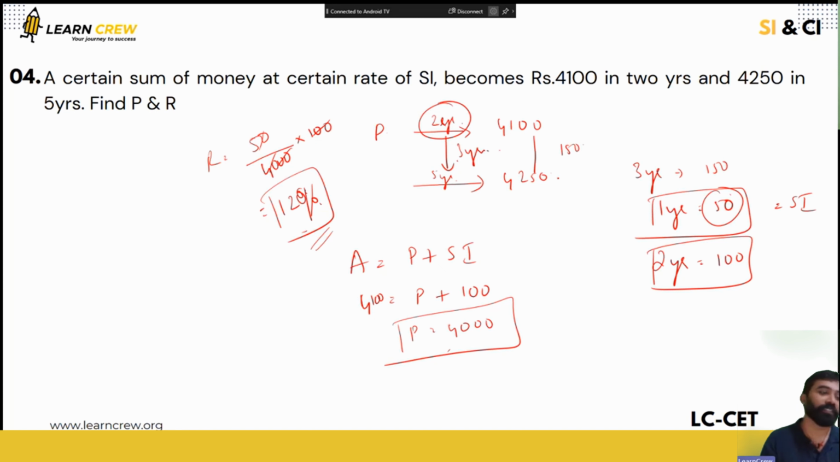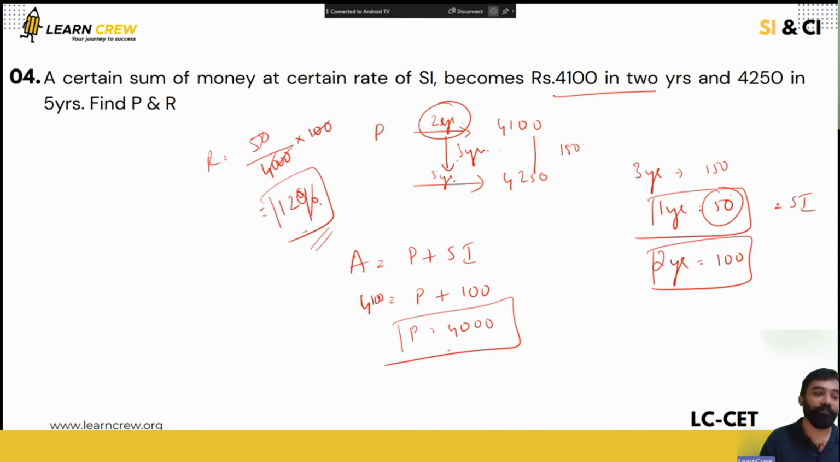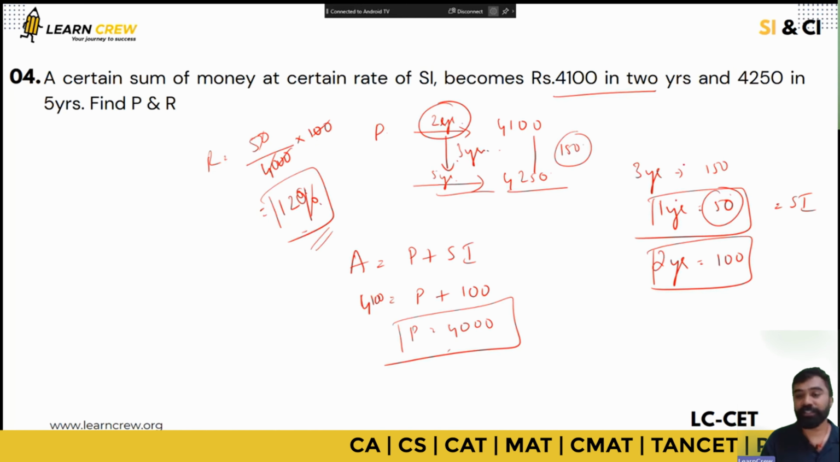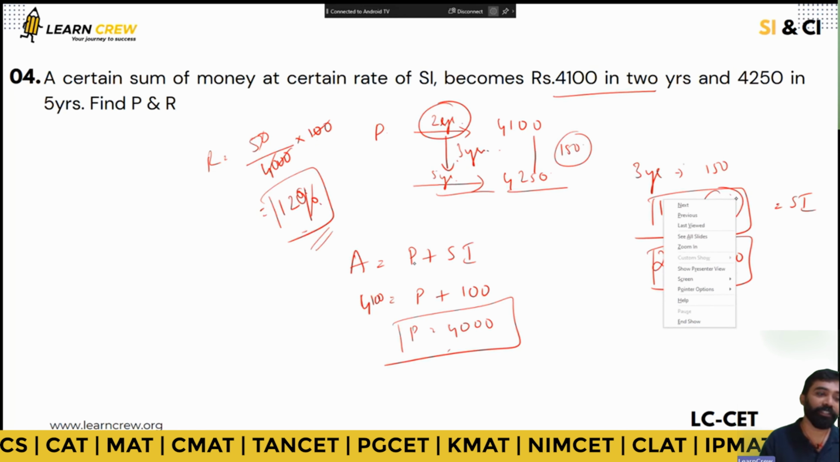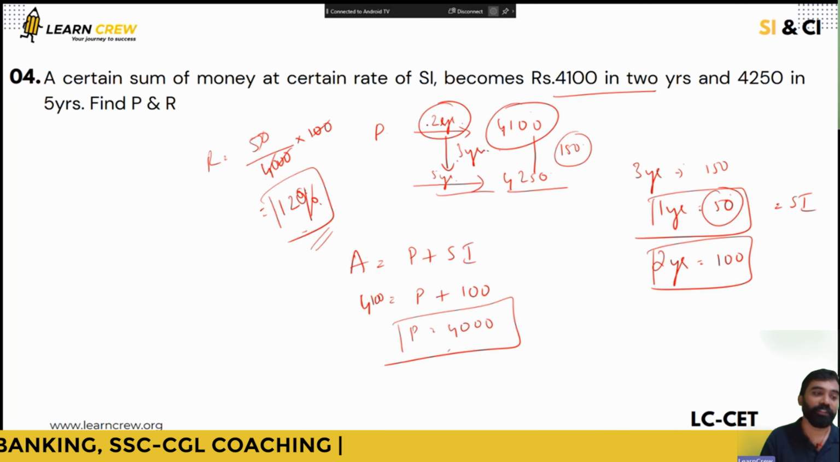Or any doubts? See, first I'm just seeing for a span of 2 years it is going to be 4,100, and for 5 years it is going to be 4,250. The difference between them is 150, and this difference of time is for 3 years. If 3 years it is for 150, for a single year it is going to be 50. So how do I calculate the principal? I need to subtract from this 4,100 the 2 years' interest. If I calculate, that is going to be 4,000. Rate of interest is going to be 50 by 4,000 into 100, that is nothing but 12%.